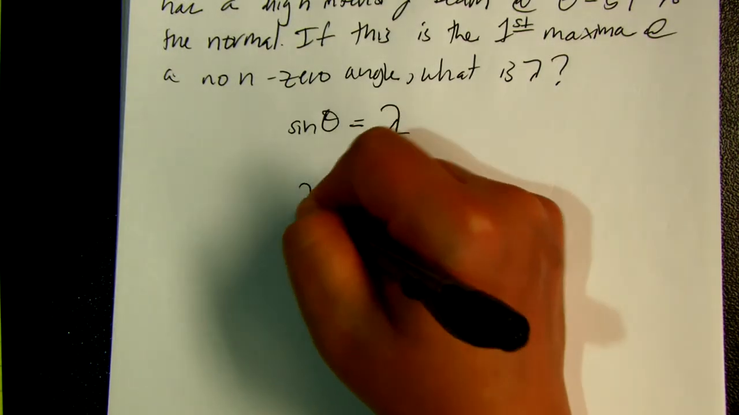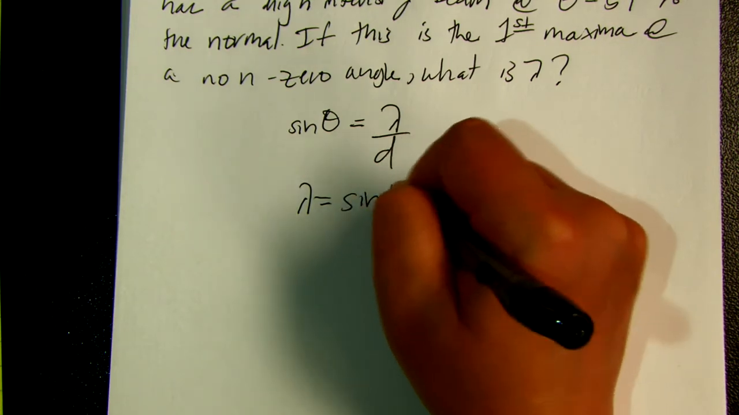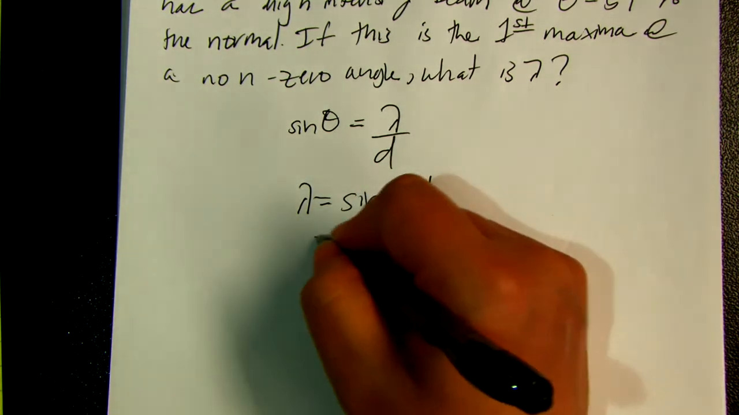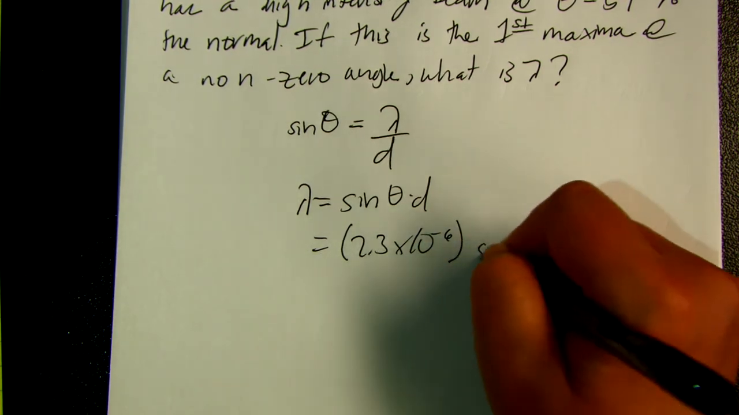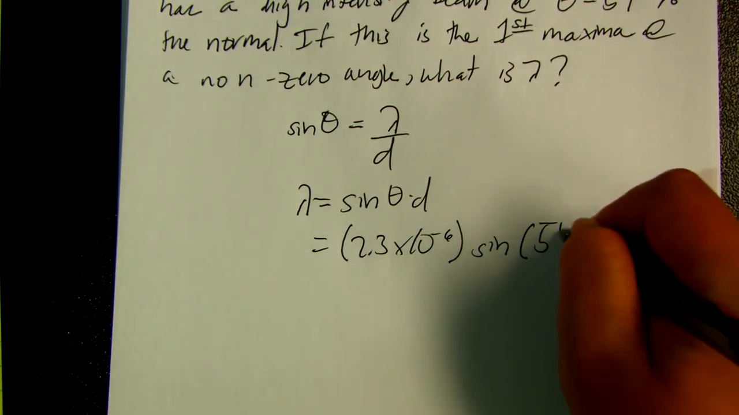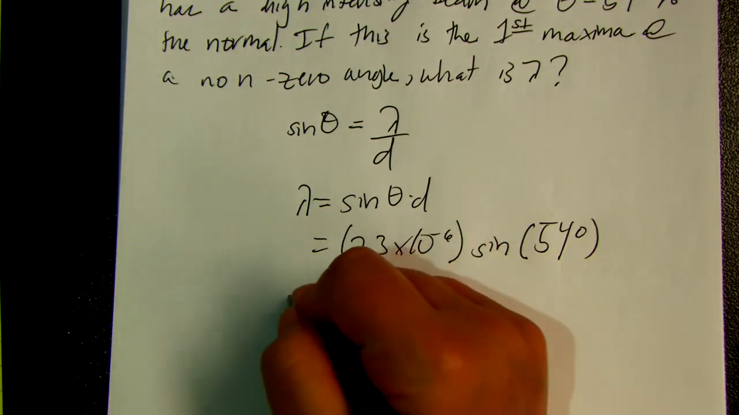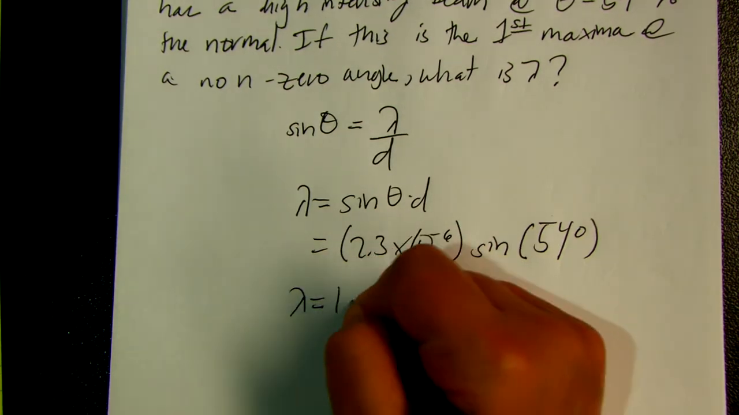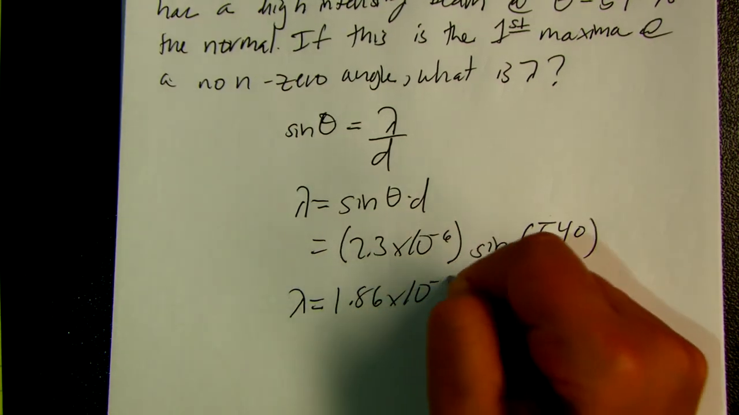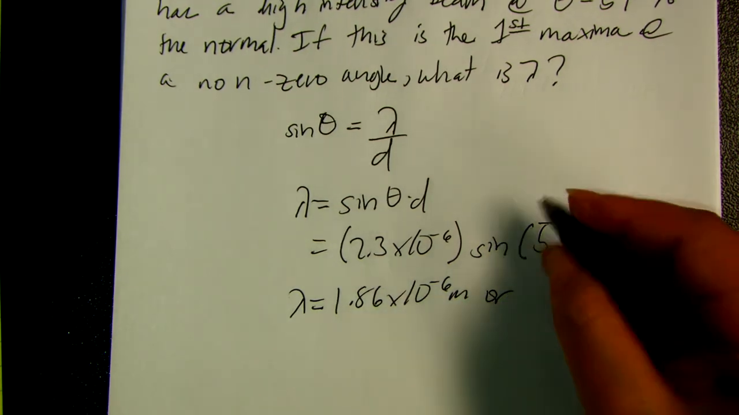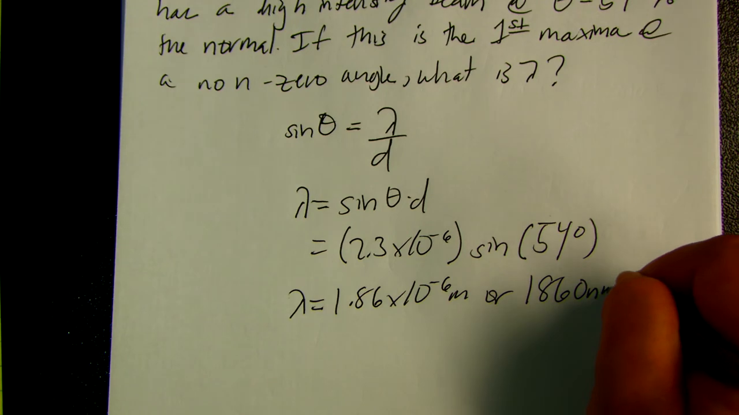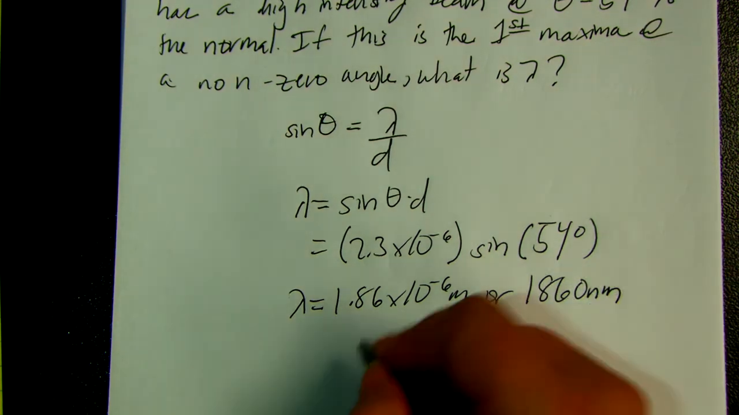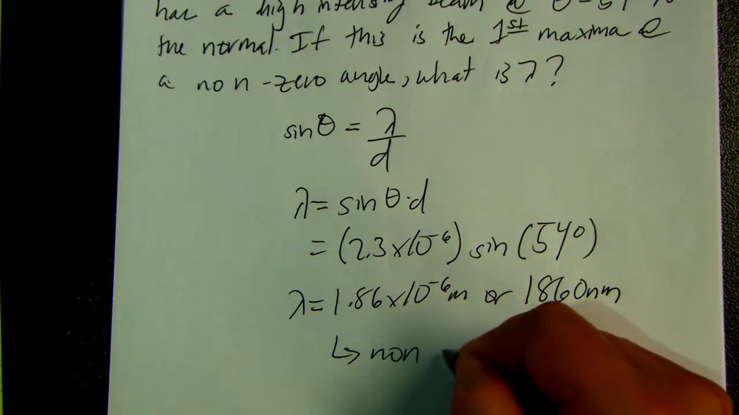And so lambda is equal to sine theta times d, which is 2.3 times 10 to the minus 6 times sine of 54 degrees. Lambda is equal to 1.86 times 10 to the minus 6 meters, or 1,860 nanometers of light. Would you see this? No, it's non-visible.